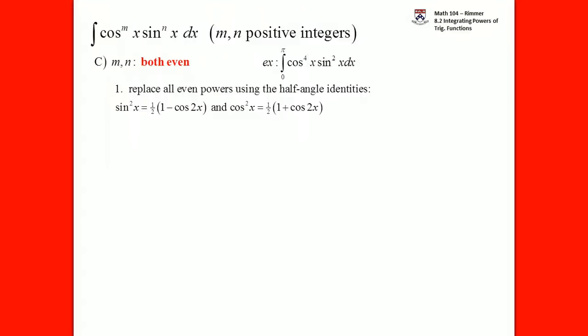That sine squared could be replaced by half of the quantity of 1 minus cosine of double the angle, or cosine squared is replaced by the same thing but with a plus sign. Okay? And that's how you attack your even powers. The problem with this example, though, is that I have cosine to the fourth. So it's like I have two cosine squareds, a cosine squared and a sine squared, and I use the above identities on each one of them.